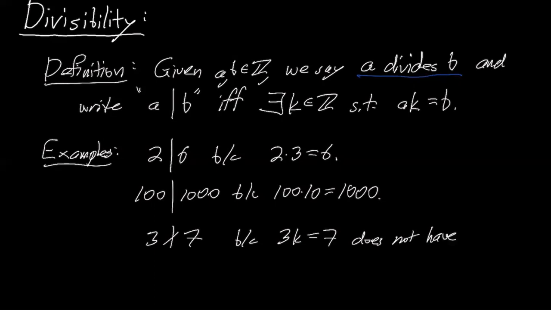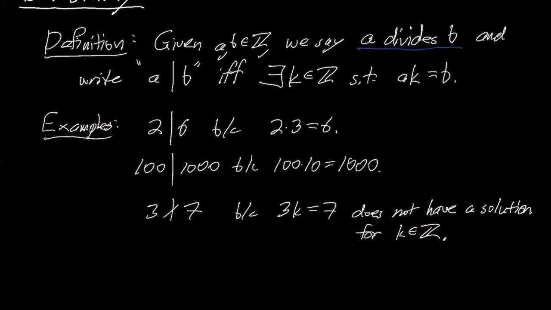You could ask for axiomatic reasons why, which we might talk about in some other videos. So certainly if you allow rational numbers, it becomes true. You could do 3 times 7/3, but we're not saying that here. We're just saying we want an integer, right?